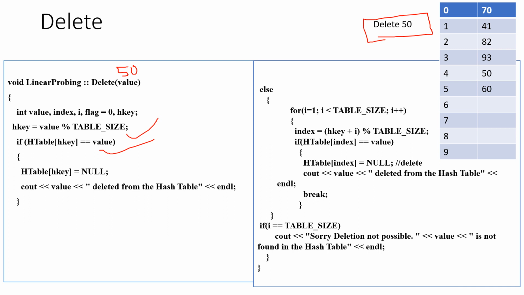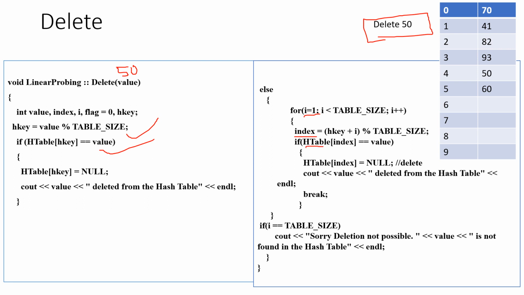So is hash table of 0th index equal to 50? No, it's not equal. Then what will you do? Don't execute this part; come to the else part. I value is 1. Is I less than table size? Yes, the condition is true. Then index equals h of key plus I modulus table size. So what is the index value now? 0 plus 1 modulus table size, so the index is now 1.